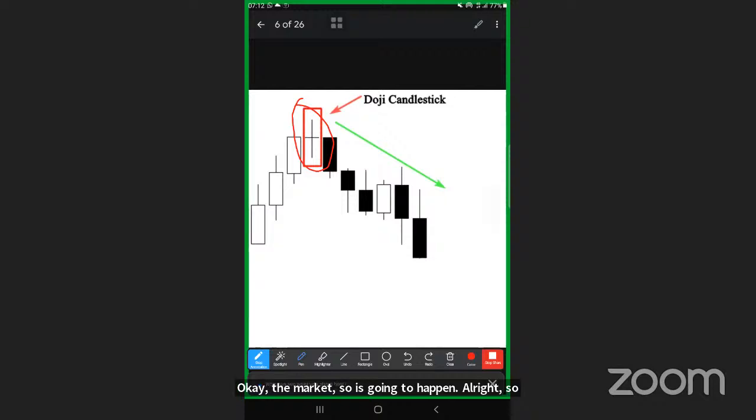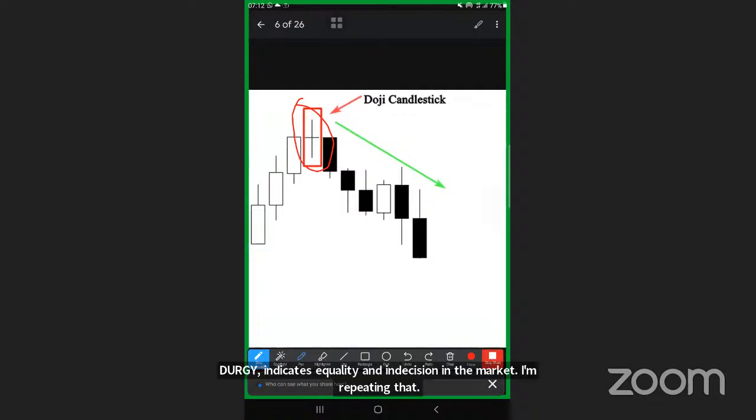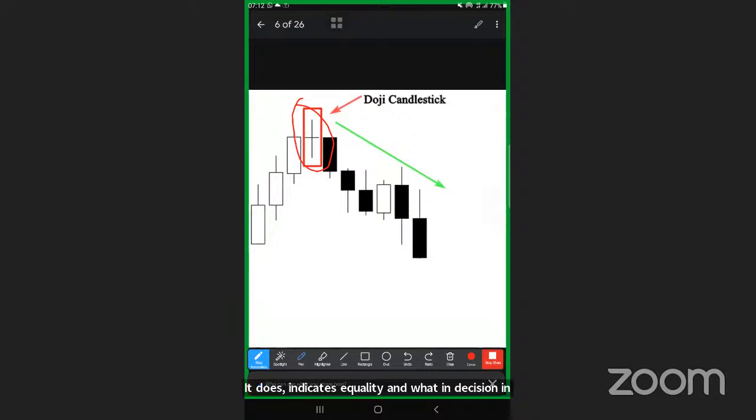This you should always remember. A doji indicates equality and indecision in the market. I'm repeating that. A doji indicates equality and what? Indecision in the market. All right, yes.